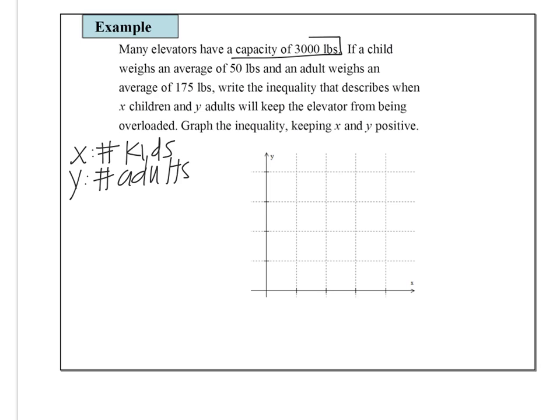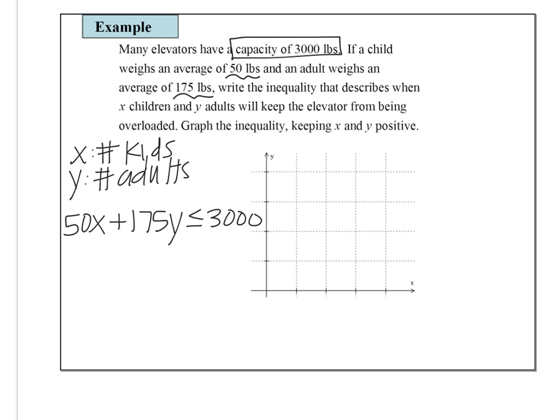I have some restrictions here. I have a capacity of 3,000 pounds. A kid weighs 50 pounds and an adult weighs 175. So I know that I can have 50x, however many kids I have times 50, plus 175y, for however many adults I have times 175 pounds, has to be less than or equal to 3,000 pounds. If I'm over 3,000 pounds, then I'm going to cause it to break.